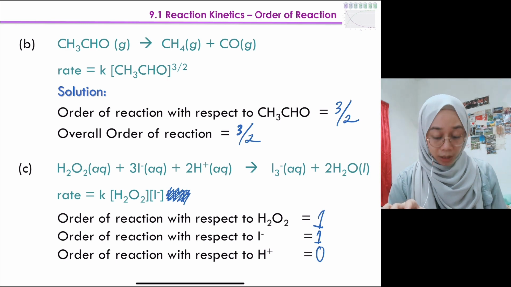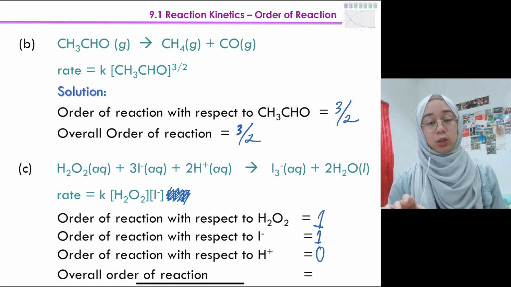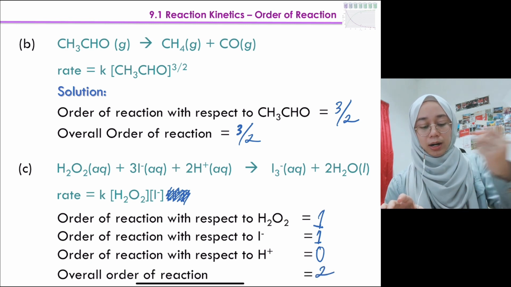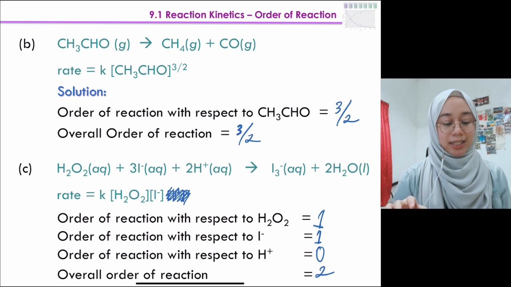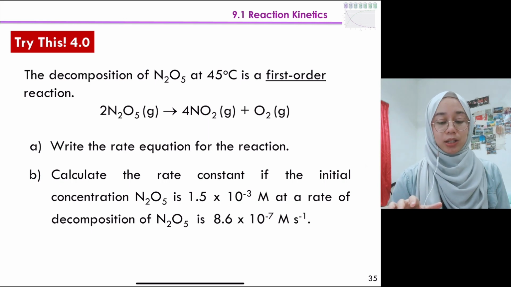Okay, therefore the overall order of this particular reaction here is berapa? 1 tambah 1 bermaksud 2. Okay, so in this case untuk reaction C, overall order of reaction is 2. Okay, so it's your turn to try.